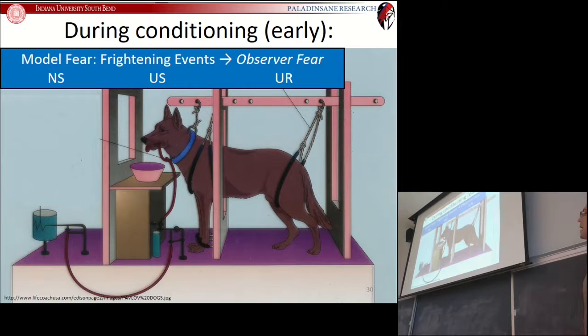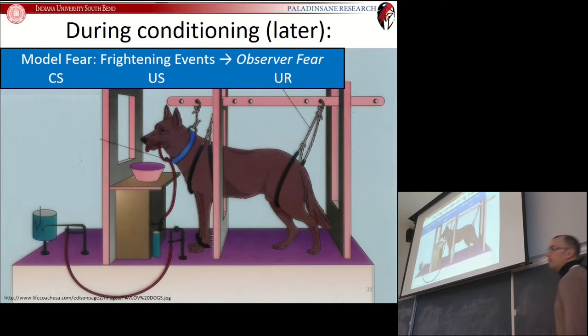What eventually happens is that model's fear becomes a conditioned stimulus. So the model's fear, through being paired with actual fear-inducing frightening events that cause real fear in those children, that model's fear, that facial expression, becomes a conditioned stimulus for fear.